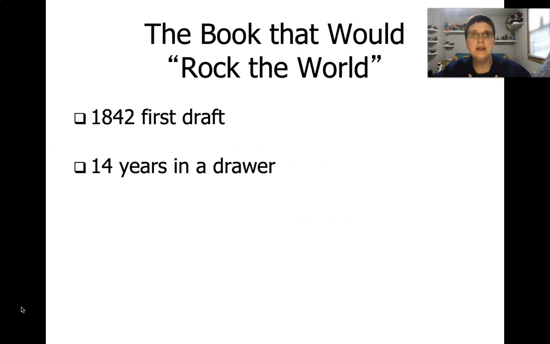So he wrote his first draft in 1842 and started working on getting it all together, and then realized that maybe it would not be the best idea to publish it. And so it sat for 14 years in one of his drawers. He basically thought maybe it might be more than he was ready to put out there.